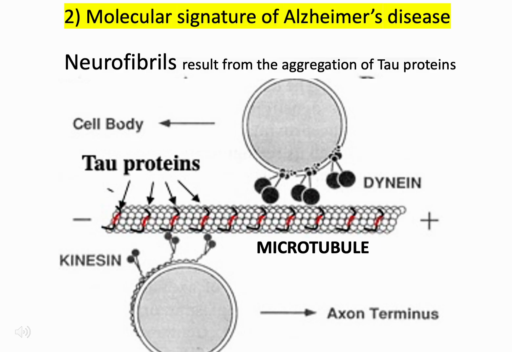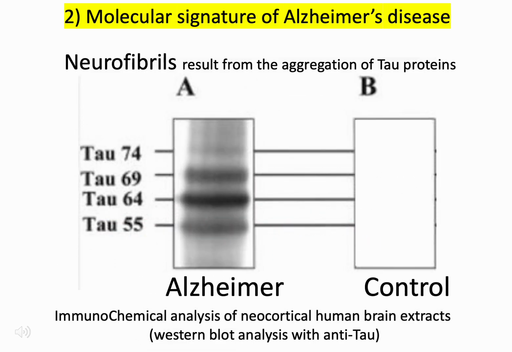The aggregated tau proteins that form the pathological neurofibrils can be detected using the Western blot technique. And with this technique, the result is conclusive. Lane A: significant detection of pathological tau proteins in Alzheimer's tissue. Lane B: no detection in healthy brain tissue.